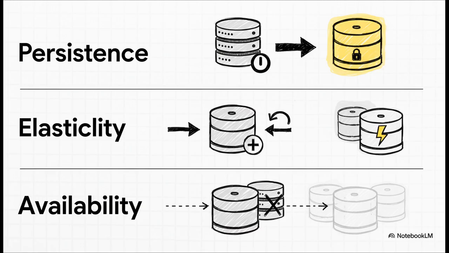Then there's elasticity. And this is where the real magic happens. You can change the size or even the type of your volume. Like you could upgrade from a GP3 to an IO2 while your app is still running with absolutely zero downtime. It's amazing. And finally, availability. This means your data is automatically copied within one geographic area, so it's protected if a single piece of hardware fails.